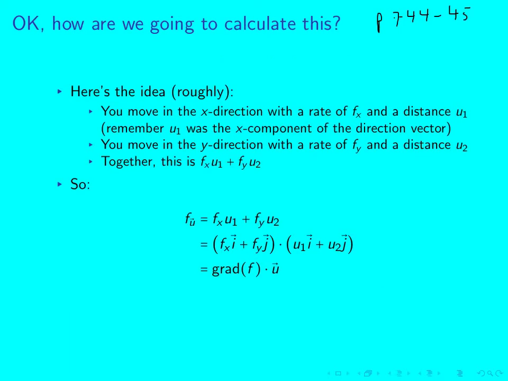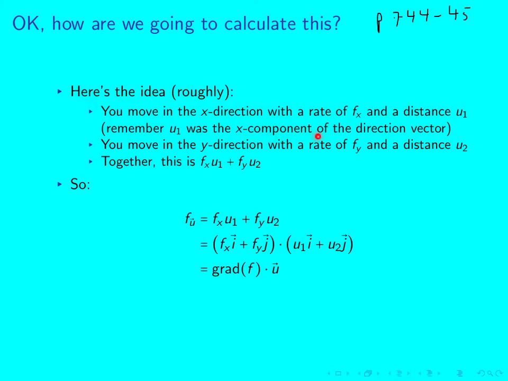Here I'm going to outline the idea behind finding a directional derivative. If you're interested in more details, look on pages 744 to 745 of the textbook, and I'd be more than happy to answer questions about those if you're interested. So here's roughly the idea. You're moving in a direction, but it's not necessarily just in the x direction or just in the y direction. But if the component of your motion in the x direction has a rate of change of the derivative with respect to x, and you move a distance given by u1, that component that was in the unit direction vector moving in the x direction.